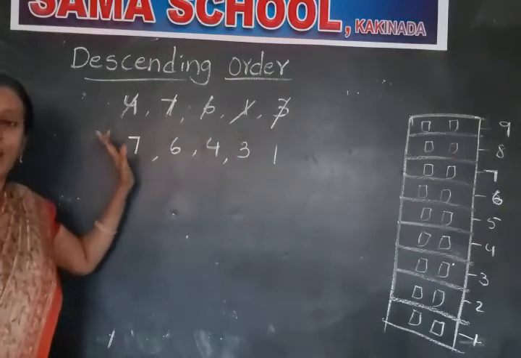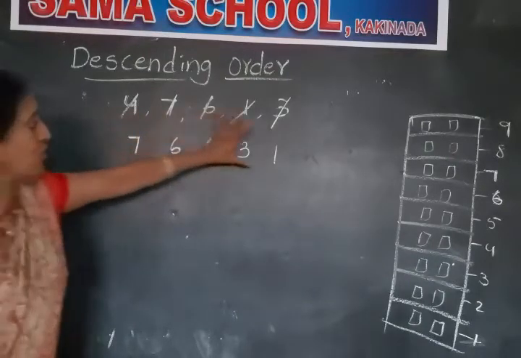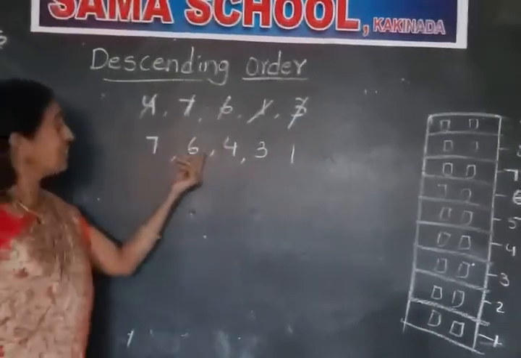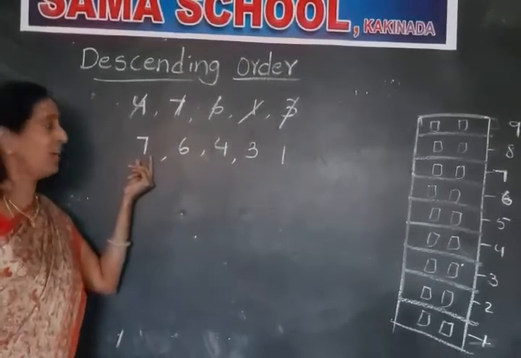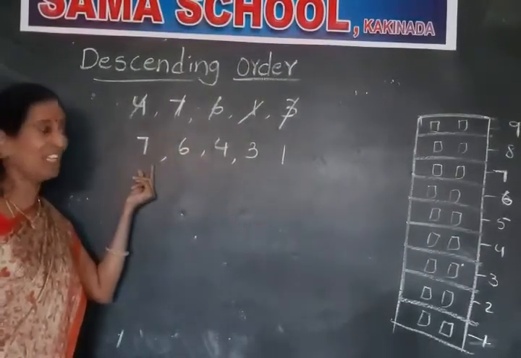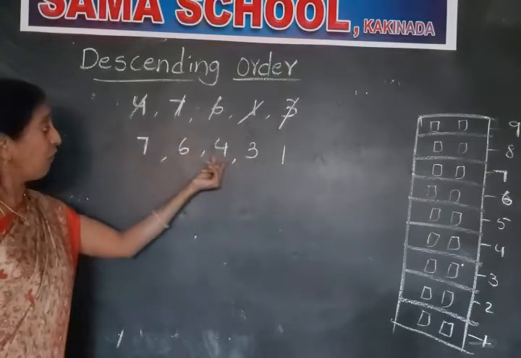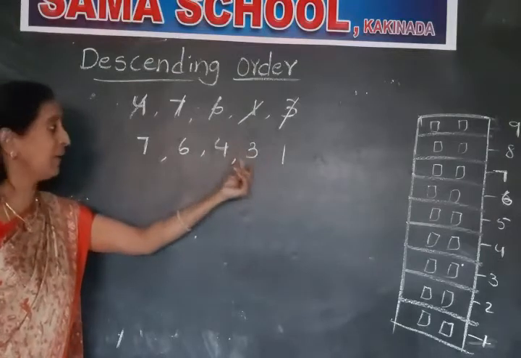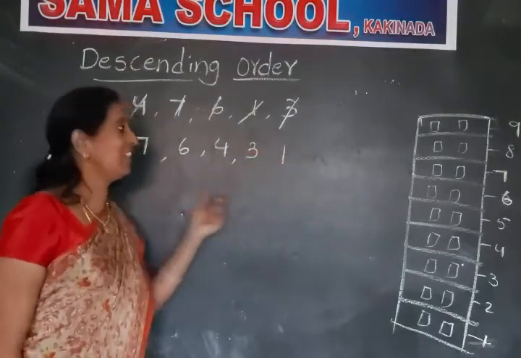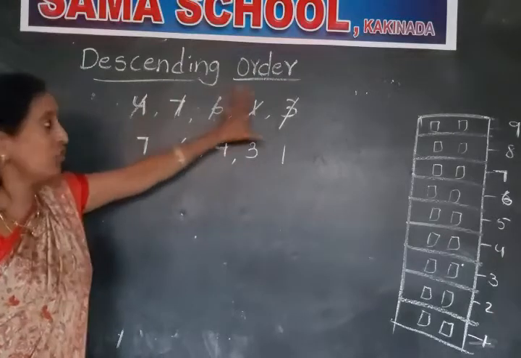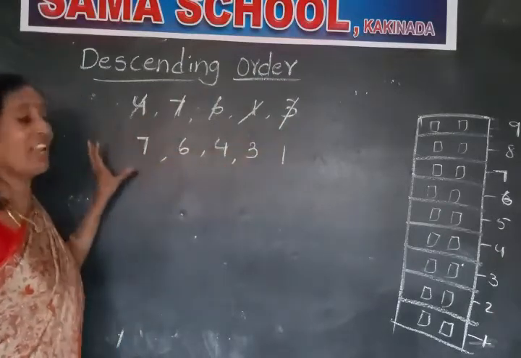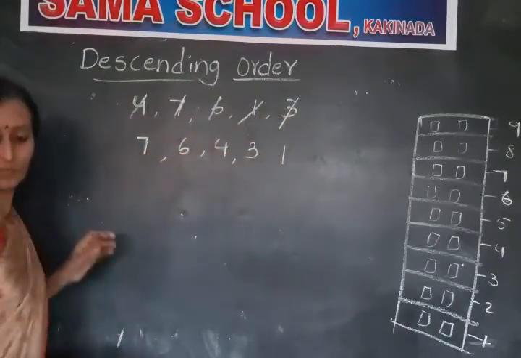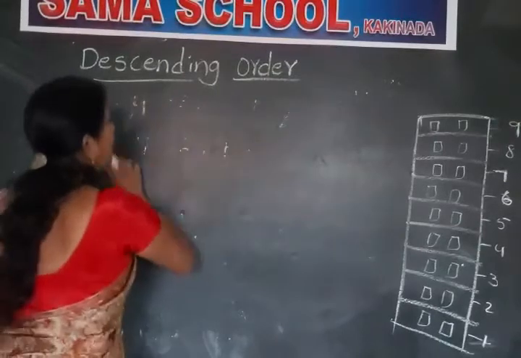That means you arrange these numbers from big number to small number. Now see here, 7 is the big number. 6 is smaller than 7, right? Next, 4 is smaller than 6. Next, 3 is smaller than 4. Next, 1 is smaller than 3. So you arrange that big number to small number, biggest number to smallest number. Next one, I'll give one more example.